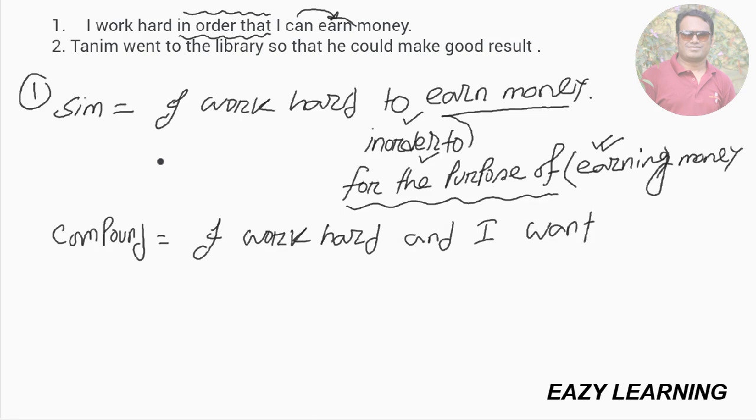Why have I written "want" here? Because this is the verb present form, so for that I have written "want." If I get the verb past form here, then I have to write "wanted." But this is present form, so I have written "I want." I work hard and I want to earn money.